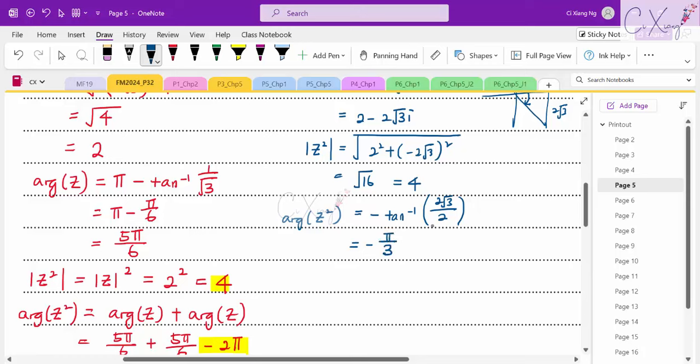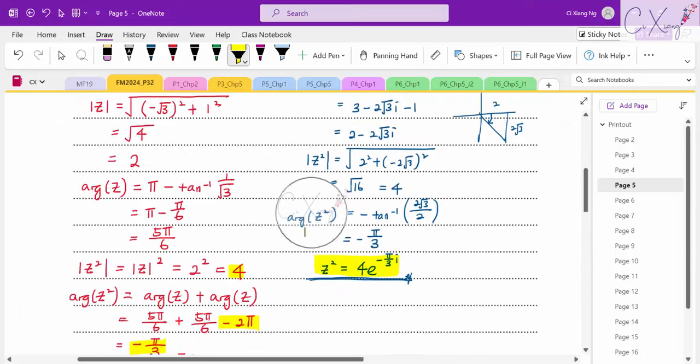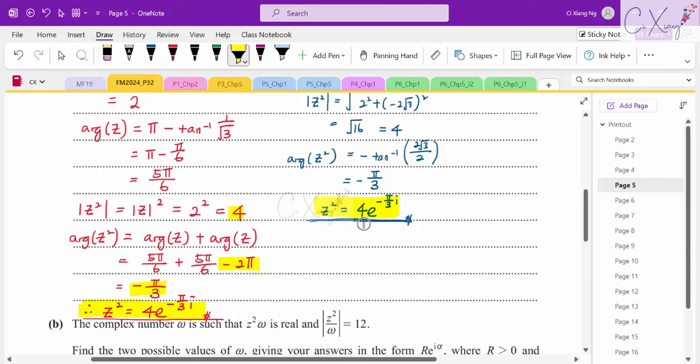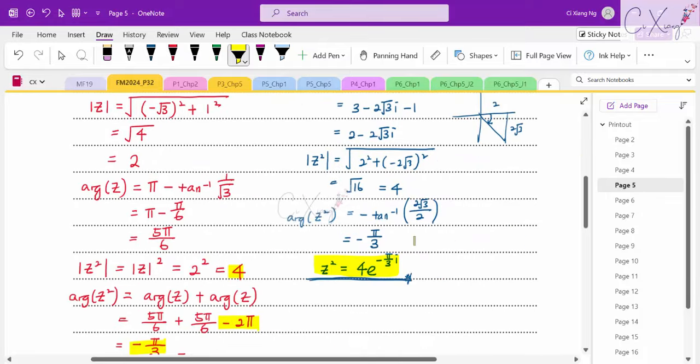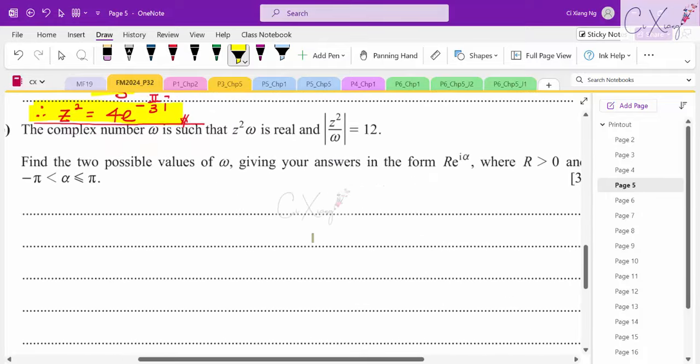pi over 3. Then again, from here, you'll be able to rewrite your z square into the exponential pattern again. So r is 4, then e power negative pi over 3 i. And this is the second method that we can use here to find the z square in the exponential form. So you can compare these two and see which one you understand better, then you can apply any of them in the exam. Okay, then let's continue to part B.